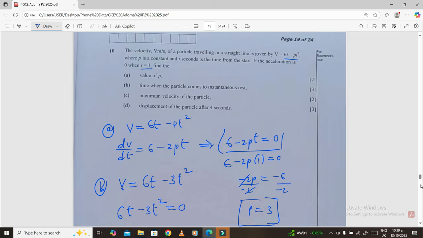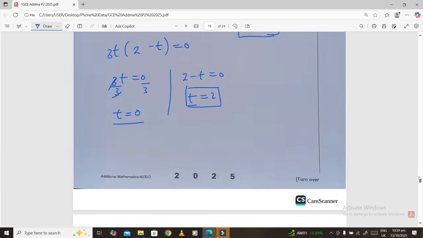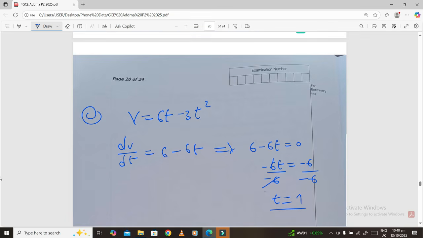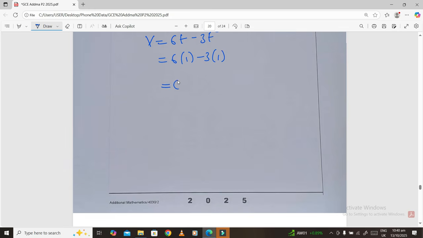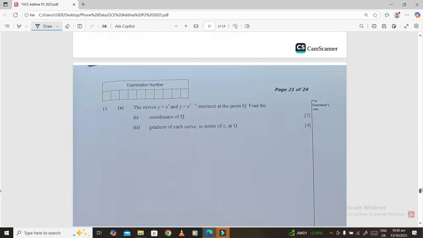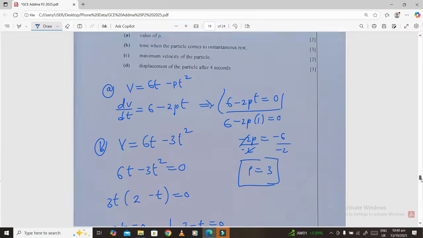Okay, so once we get this value, because they are saying maximum velocity, we found the value of t to be equal to 1. So the velocity that we have here is 6t minus 3t squared. We just substitute a 1 where t is. And when we substitute, this is giving us 6 minus 3, which is equal to 3. So the maximum velocity is 3 meters per second. Okay? We now go to question D.